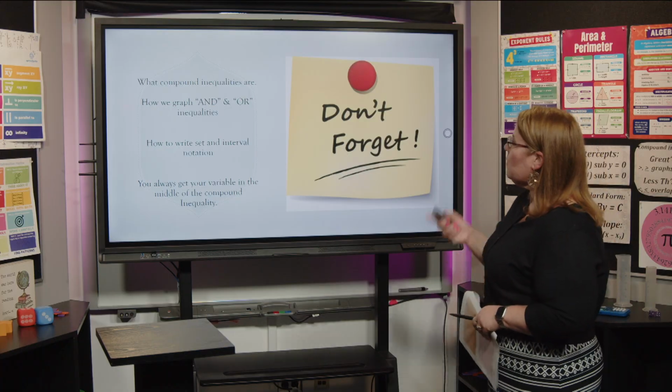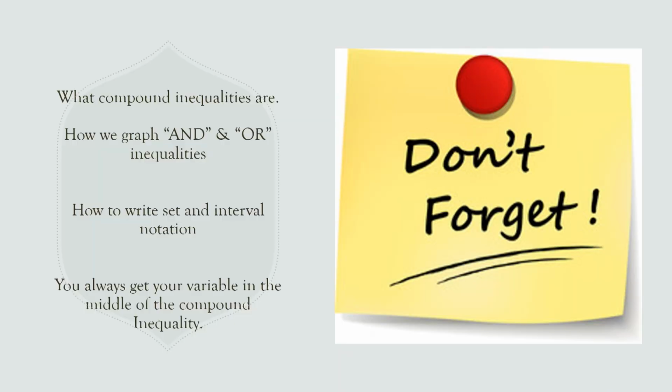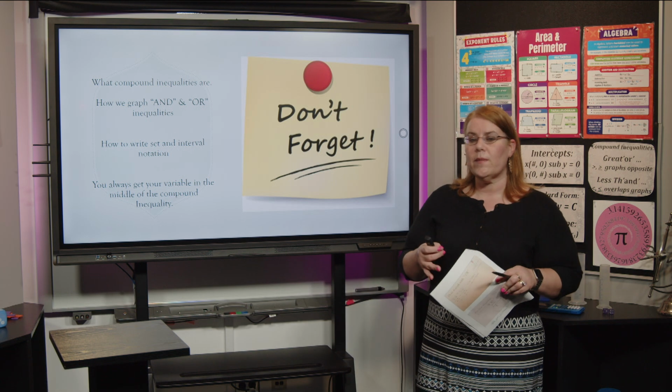Good job. Some things that I don't want us to forget are what compound inequalities are. We have multiple numbers that we are comparing to our unknowns, how we graph the and also the or inequalities, what those look like, how our arrows look when we're graphing those different ones, how we write set and interval notation. One of them has our parentheses and our brackets. Another one is with that x such that. And you always get your variable in the middle of compound inequalities because you are comparing that variable to 2 types of numbers.